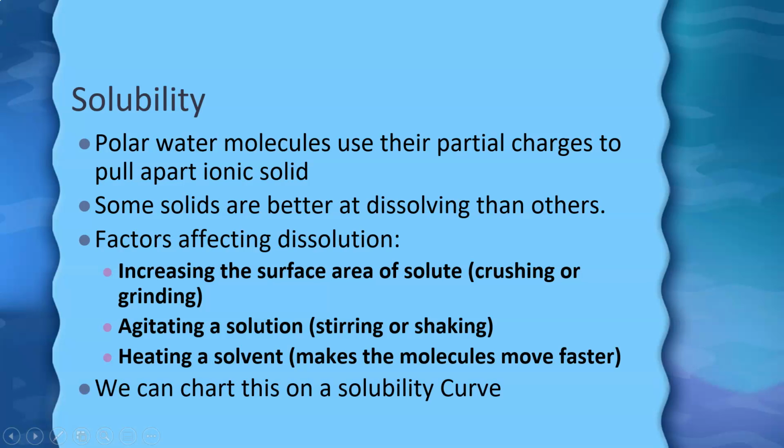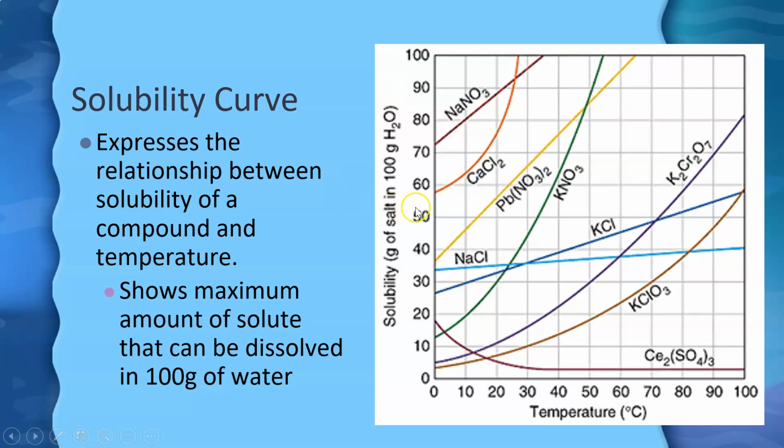And we can actually chart some of these factors, especially the heat part, on what's called a solubility curve. So let's take a look at some solubility curves. Looks like this. Here's several of them. One of the things to look at is to make sure that you are looking at the right solubility curve for the right compound.